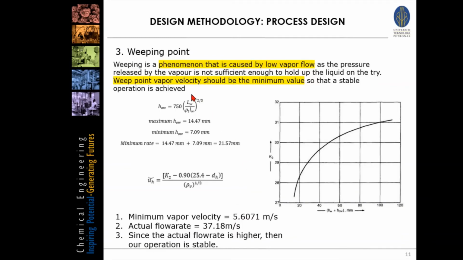Now, weeping point happens to be a phenomenon that occurs inside a distillation column, caused by very low vapor flow. The weep point velocity has to be at a minimum value so that our actual vapor velocity is higher, so that weeping doesn't occur. So we do this by calculating the minimum and the maximum crest height and retrieving the constant K from this graph here. We then plug it into this equation to determine the minimum vapor velocity. Since our actual flow rate is higher at 37.18 meters per second, our operation is stable.